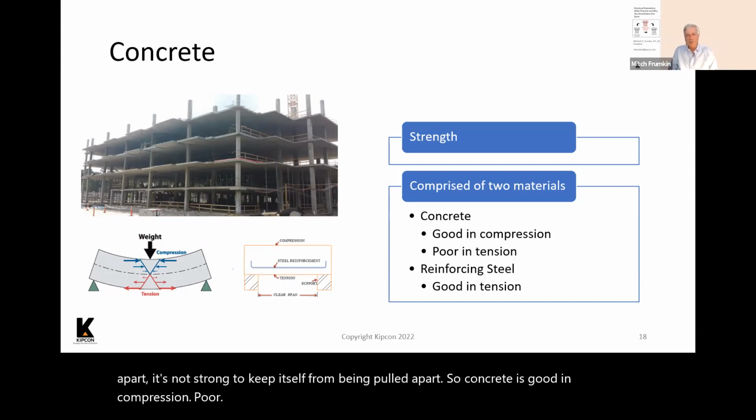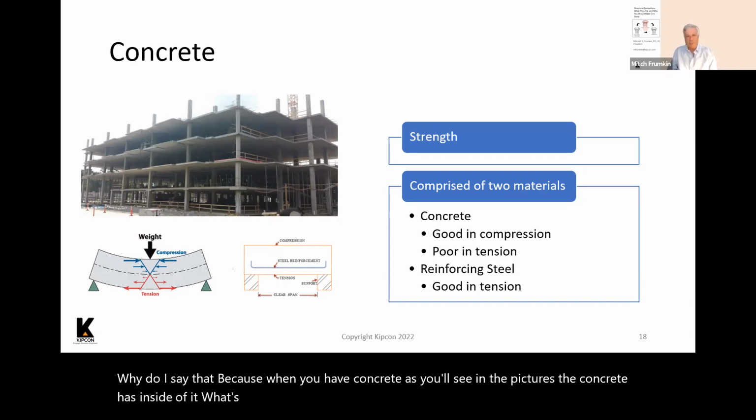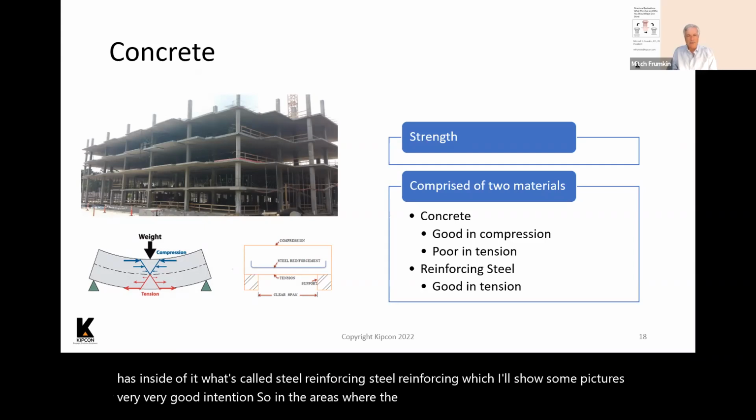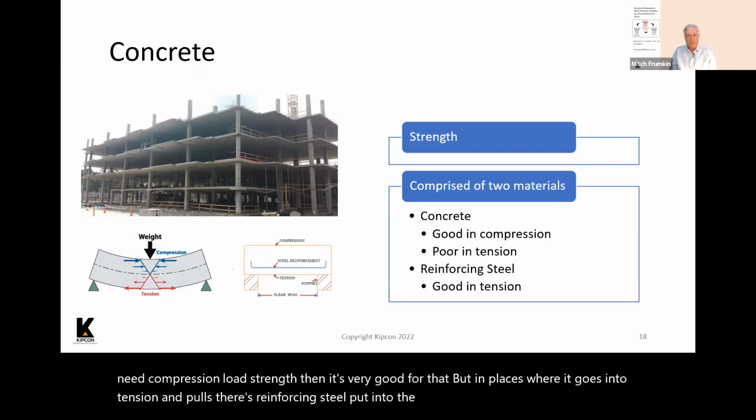Why do I say that? Because when you have a concrete, as you'll see in the pictures, the concrete has inside of it what's called steel reinforcing, which I'll show some pictures of, very, very good in tension. So in the areas where the concrete beams and columns and things need compression, load, strength, then it's very good for that. But in places where it goes into tension and pulls, there's reinforcing steel put into the concrete because it's very good in tension. So the concrete is made up of two materials.